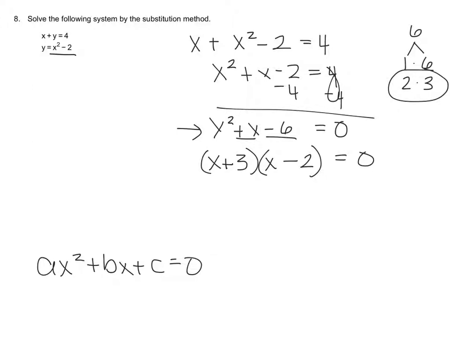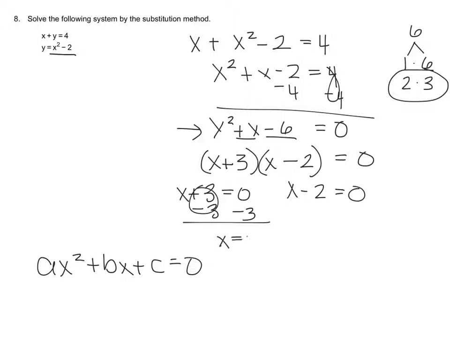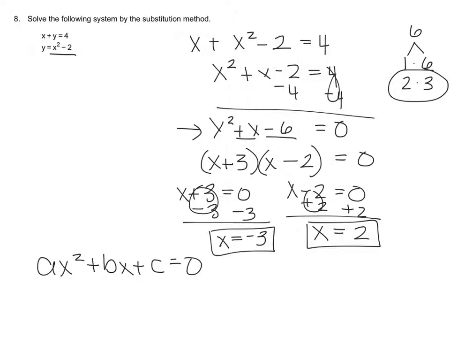So now that we factored the quadratic, I can set each factor equal to 0 and solve for x. I have x plus 3 equals 0, so I'll subtract 3 from both sides, and I get x equals negative 3. And then I'll add 2 for my second factor, and I get x equals 2. So I have two solutions for x: x equals negative 3 and x equals 2. That means I'm going to have two solutions for y, and consequently two ordered pairs as a solution to my system.